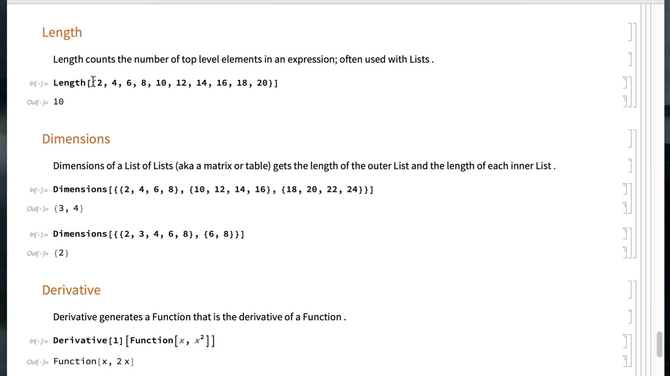Length. Length counts the number of top-level elements in an expression. Often we use it with lists.